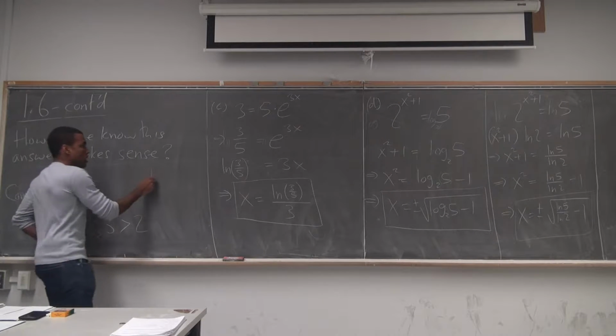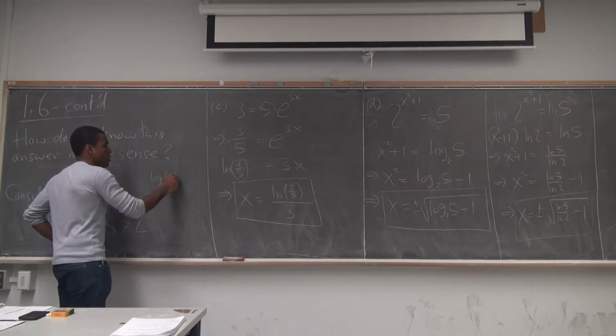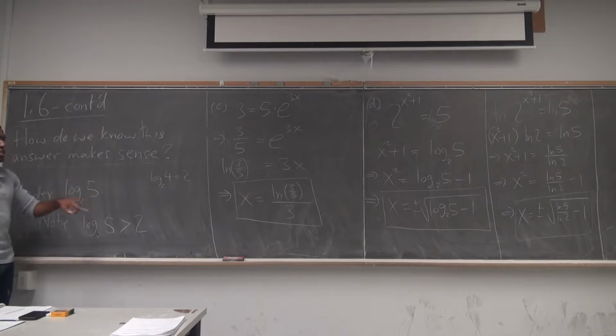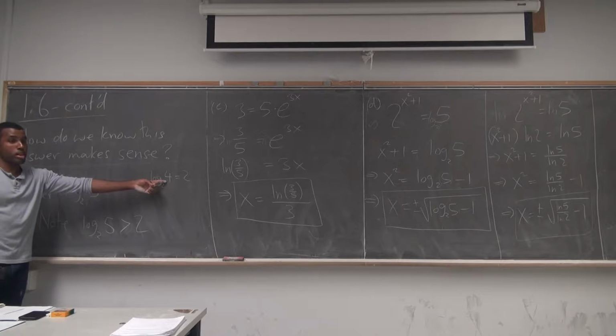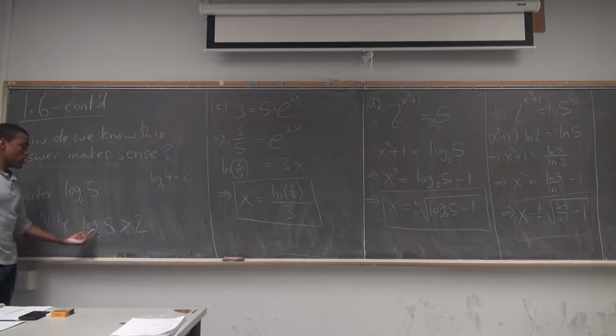Because I know that log to the base 2 of 4 would give me 2. So if I raise 2 to the second power, I get 4. Now to get 5, which is a number bigger than 4, I'd of course have to raise 2 to a number bigger than 2. So I know that this is definitely bigger than 2.